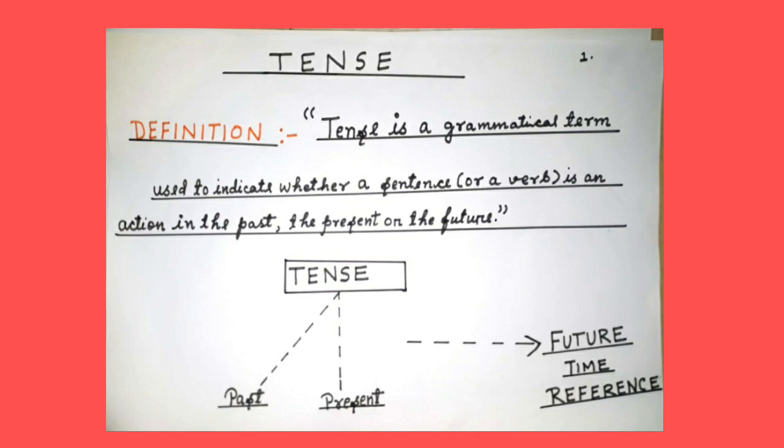Grammatically speaking, tense can be further subdivided into two parts. They are present and past, and in order to refer to future, we use future time reference.